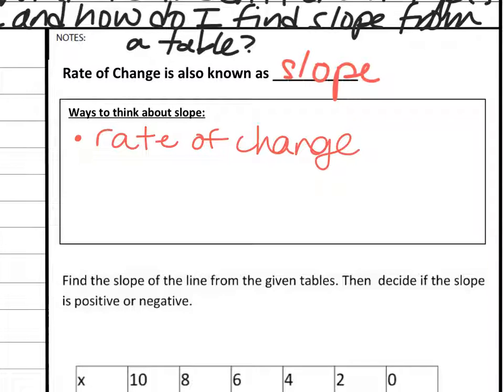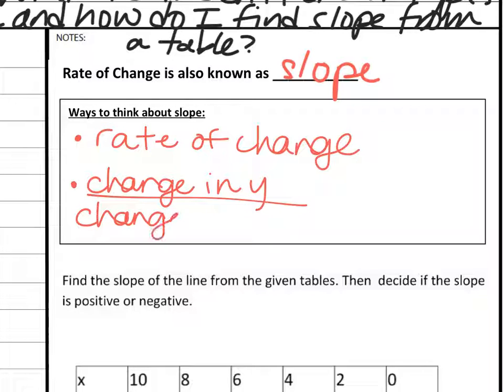And then the other way that you should already know is change in y over the change in x. Does this sound familiar? Okay, should. So rate of change is the same thing as slope, which is the same thing as change in y over change in x. Sometimes, if I'm low on space, you're going to see me write it like this: triangle y over triangle x.